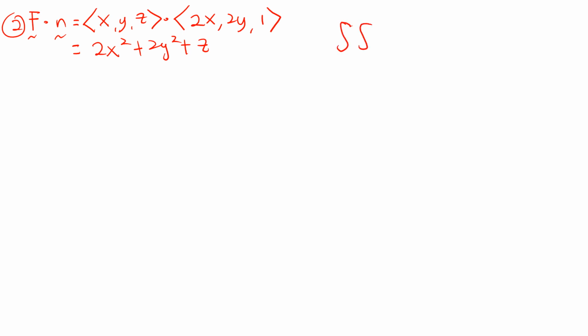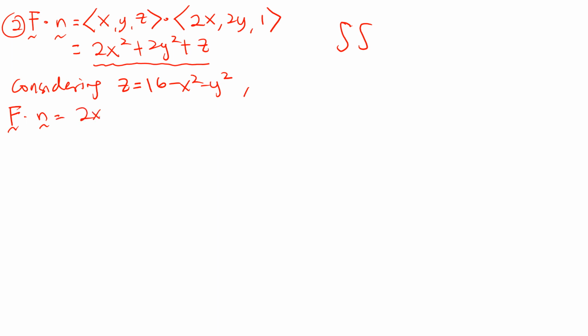Remember, we are going to do the double integration only. So you have to make sure the variables in the function that you're going to integrate cannot be more than 2. Here we have variables x, y, and also z. So considering the z that we have in the question, which is 16 minus x squared minus y squared, you have to substitute it into the F dot n. Your new F dot n will be 2x squared plus 2y squared plus 16 minus x squared minus y squared.